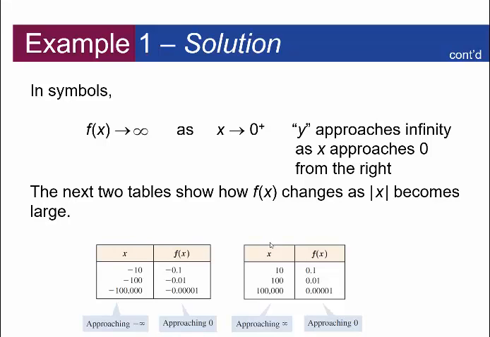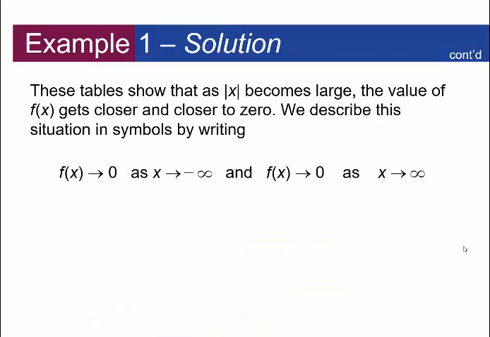The next two tables show how f of x changes as the absolute value of x becomes large. As x goes to negative 10, negative 100, negative 1000, and you plug that into 1 over x, f of x gets really small on the negative side. It gets really close to 0, but from below. The flip side is true with positive numbers: you approach 0 from above. So the tables show that as the absolute value of x becomes large, the values of f of x get closer and closer to 0.